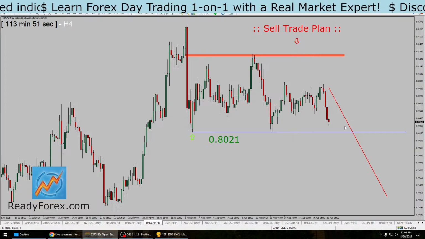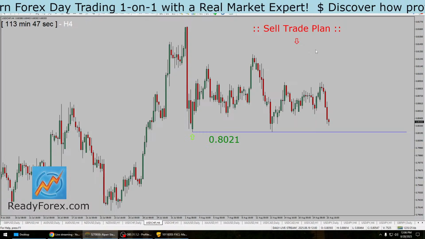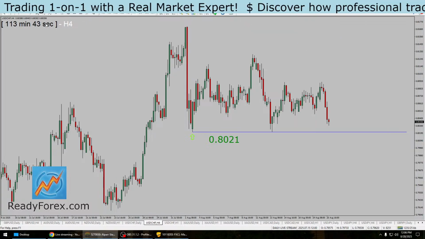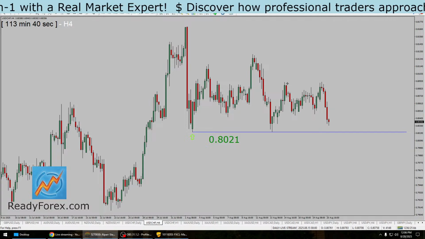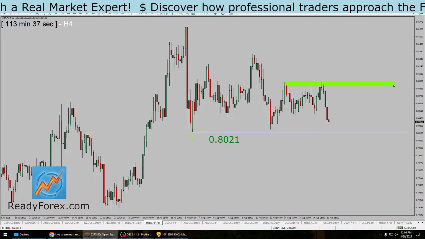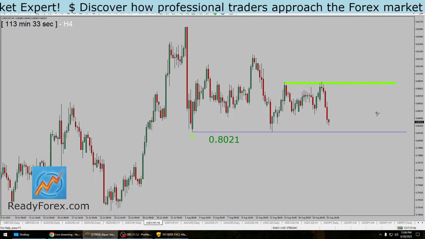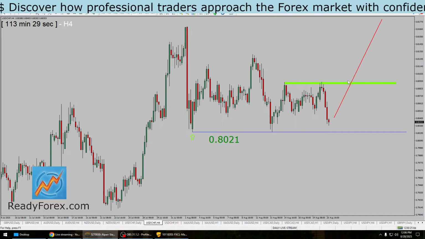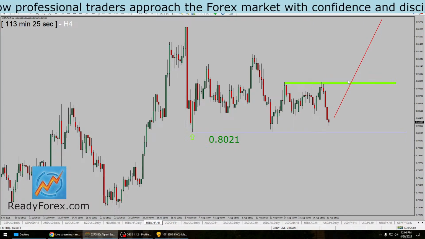Okay, this looks to me like we have a possible pattern over here. I'm going to remove the sell trade plan over here. Okay, so here's the zone. This is the zone right over here, and if price action breaks above this zone, then we can look for potential buy trade setups.